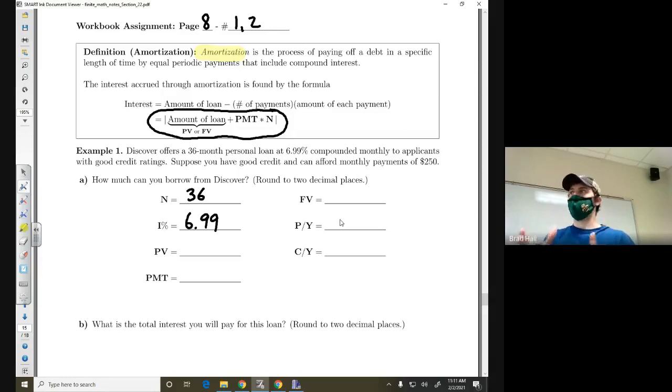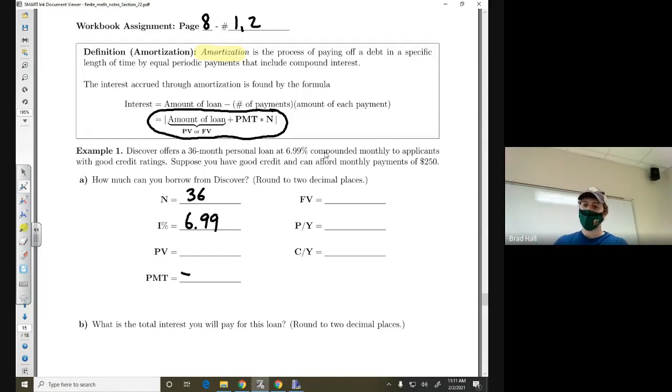So they're just giving us that product already. It's 36. So that's that. So what about any of the other values? Payment of 250. So remember, PMT is negative. Yeah, PMT is always negative. So remember that from last time.